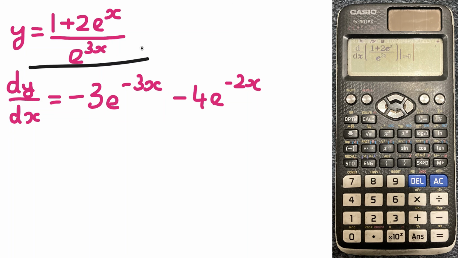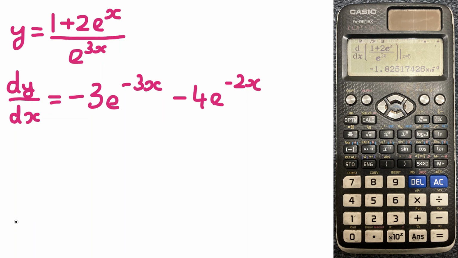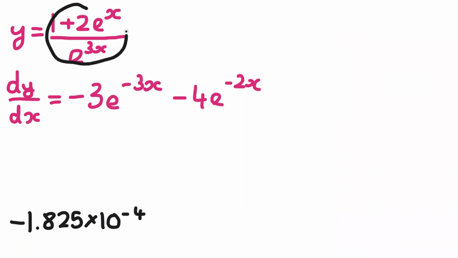So put this expression into your calculator. You can put x in by using this x symbol here, and then you can see that we have this little x equal symbol here. If you put a value into this, so let's say 5 for example, and then you press equals, your calculator gives out a value of minus 1.825 times 10 to the power of minus 4. What this value is, is your calculator differentiating this expression and then subbing in the value of x. So x is equal to 5 in the example that we did.